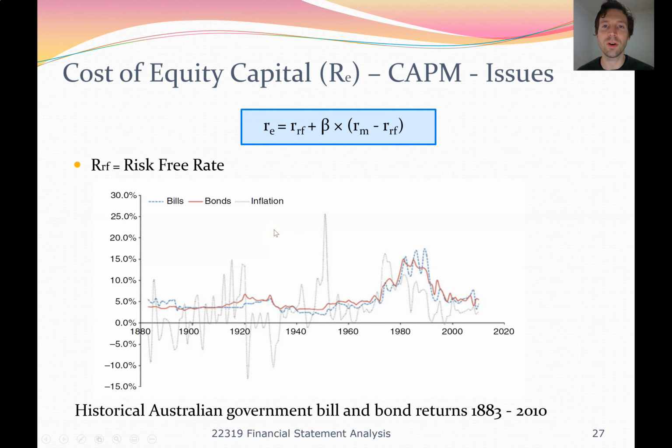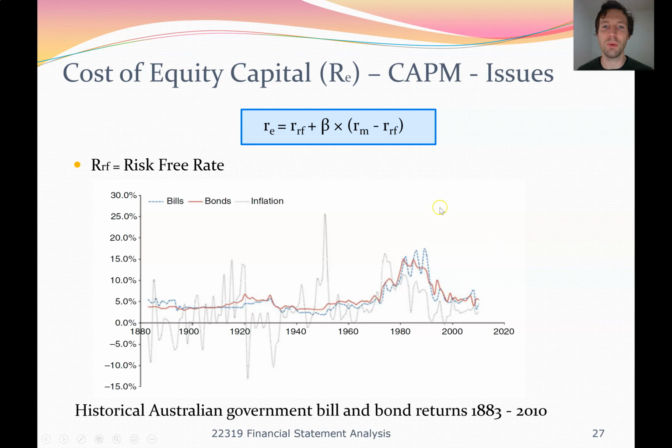This figure here is from a paper which I'll cite later, and it shows the historical Australian government bill and bond returns. The blue dotted line is the government bills, and the red line is the government bonds, and we can see they've fluctuated a lot over the last 140 years. They got to highs between 15 and 20% per annum, and if we extend it out to 2020, they would be at historic lows. Okay, so they'd be very volatile.